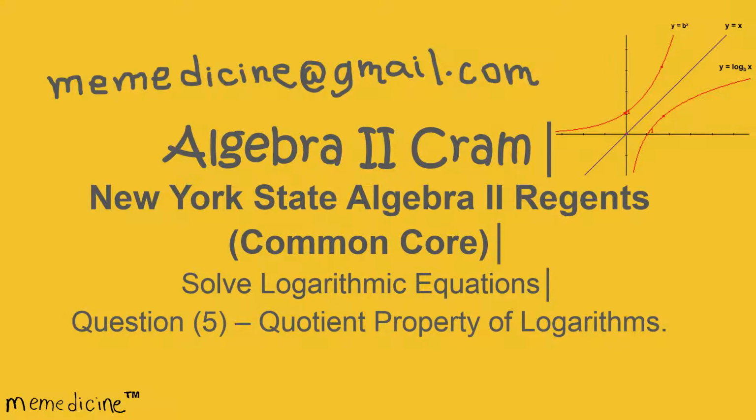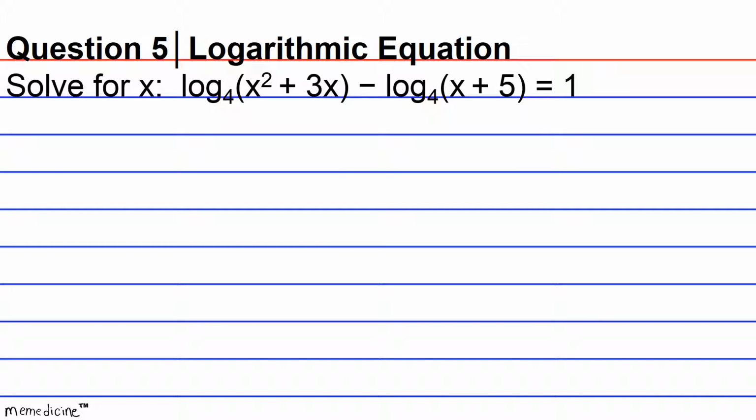Let's delve into the concept. Question 5, logarithmic equation. Solve for x. The log base 4 of x squared plus 3x minus the log base 4 of x plus 5 is equivalent to 1. Definitely press pause if you need to, and I'll give you a moment to think.